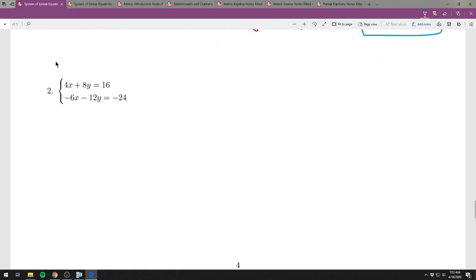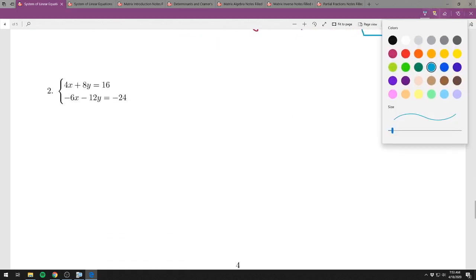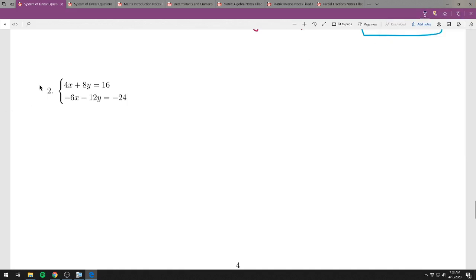All right, but we'll do one more here. So here we got 4x plus 8y equals 16, and negative 6x minus 12y equals negative 24. And I'm going to do elimination, and I'm going to start with the same idea. It's not obvious to me that eliminating x or y would be easier because we can't just simply add or subtract. So I'm going to eliminate x.